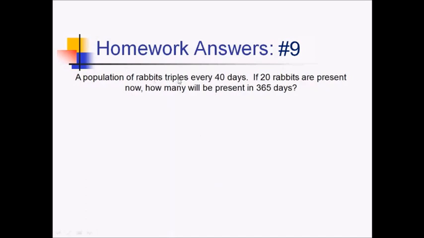For number 10, we've got a population growth problem. Some rabbits are tripling every 40 days. If 20 are present now, how many will there be in 365 days? Because we're tripling every so often, not every single day, we're going to use our half-life formula, a b to the t over k. We have a starting A value of 20 rabbits. The B value, this is what you're doing each time, which is tripling, so we're multiplying by 3. And T will fill in in a sec. The K value, that's how long we have to wait before tripling, and that is a value of 40. So we have 20 times 3 to the t over 40 as our starting point.